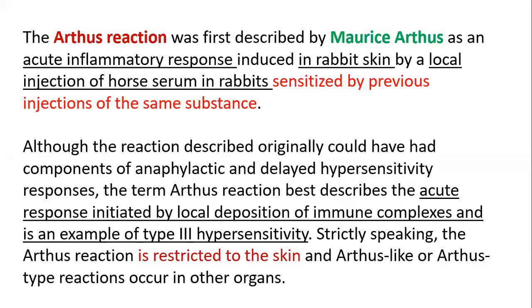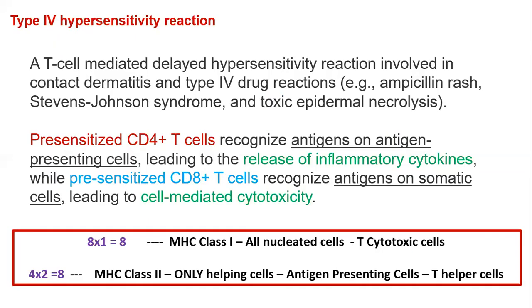Let's go from B cells to T cells. Now we are shifting the gaze to type 4 hypersensitivity reaction. Now we won't be talking much about the B cells. We'll be talking about T cells. Type 4 is mediated by acquired immunity in terms of cell mediated response. T cells are involved. It is a T cell mediated delayed hypersensitivity reaction. It is called delayed because the response takes 48 to 72 hours, and it is mediated by T cells involved in contact dermatitis and type 4 drug reactions.